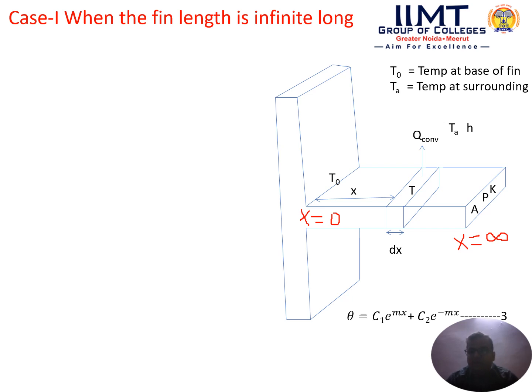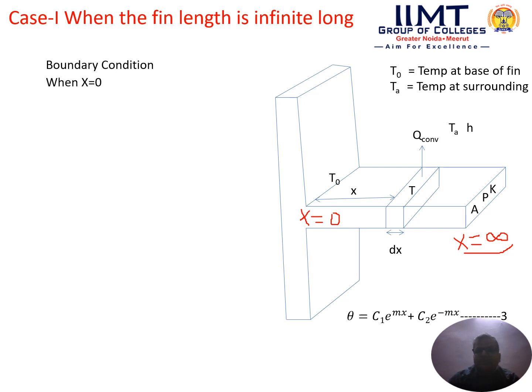I am repeating again. At the length of the fin at which the surface temperature of the fin is equal to the surrounding temperature, that length is assumed to be infinitely long. That means we can say at x is equal to infinity, the surface temperature of the fin is equal to the surrounding temperature Ta. At x is equal to 0, where we are at the base of the fin, we have the temperature of the base, that is T naught. There are two boundary conditions.